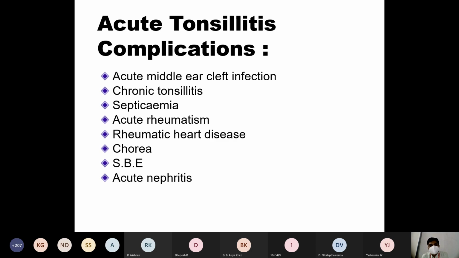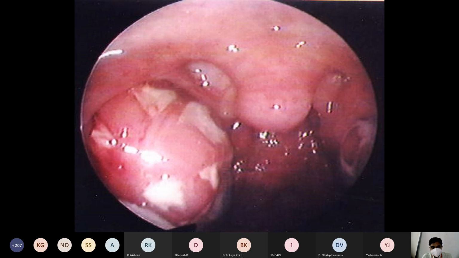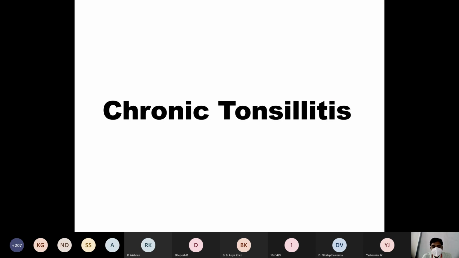The infection can spread via the eustachian tube, causing acute middle ear cleft infection. It can persist, leading to chronic tonsillitis. There can be septicemia, and of course I mentioned the systemic complications of streptococcal infection. This is a photograph showing a quinsy. Basically, the tonsil is bulging medially and anteriorly, just as an example for a complication.